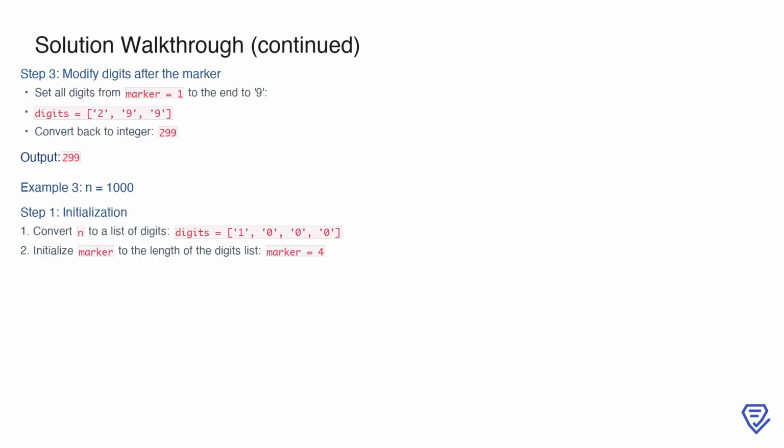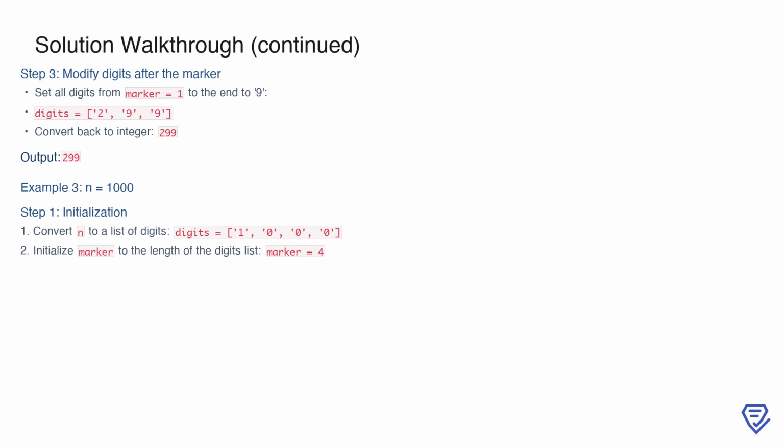After determining the marker position, we proceed to modify the digits. Starting from the marker, which is at index 1, we set all digits from this point to the end of the list to 9. This gives us the updated list, 299. Finally, we convert the list of digits back into an integer, resulting in 299. This is the largest monotone increasing number less than or equal to the original input of 332.